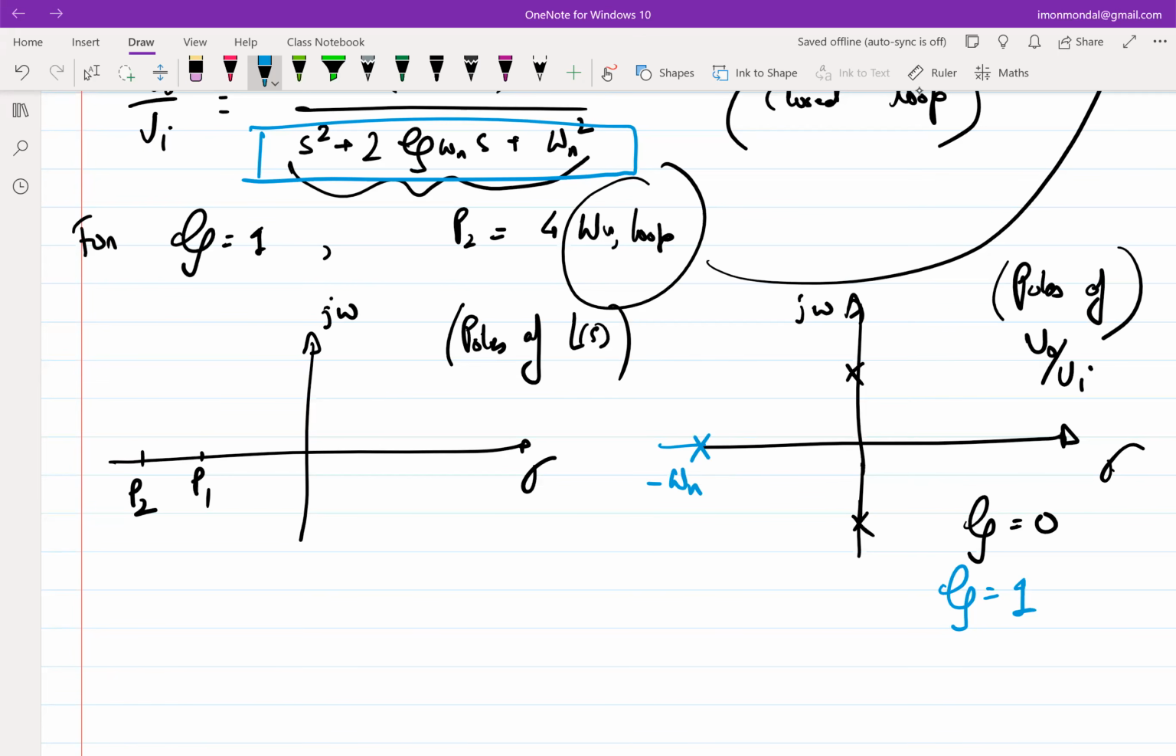And if you go zeta greater than 1, can you predict what will happen? Where will the roots lie? Right, so this side and right side. But the key thing here is that it will lie on the real axis. But now if zeta is less than 1, what will happen? The roots will split.